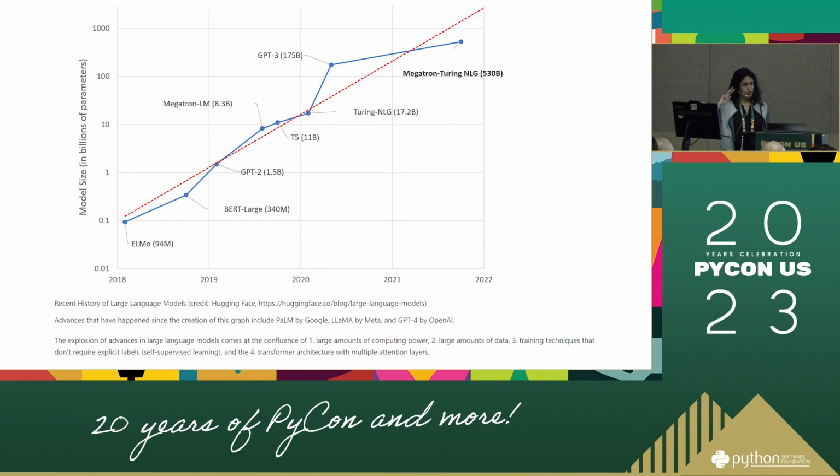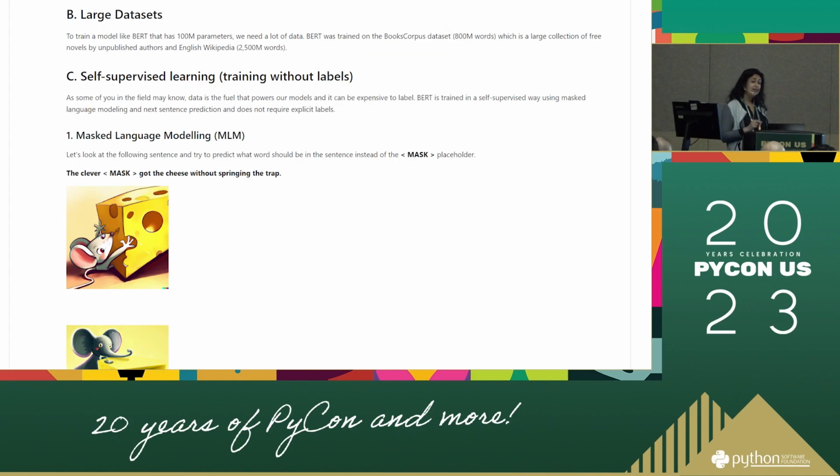The second point is that these models are huge, so they need a lot of data. But we have a lot of data now. We look on the web, there's a ton of text data, there's a ton of image data, so we can feed these really data-hungry models.